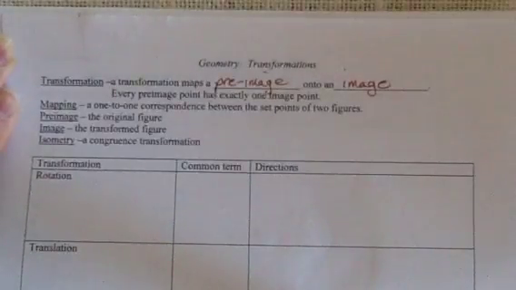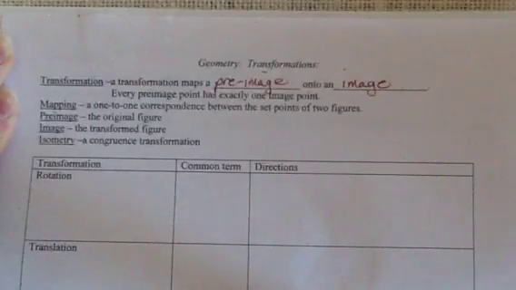A mapping is simply a one-to-one correspondence between the set of points of the 2 figures. So each point has a unique point. Each point in the pre-image has a unique point on the image. The pre-image is the original figure. The image is the transformed figure. And an isometry is a congruence transformation, and that's what we're going to be looking at.